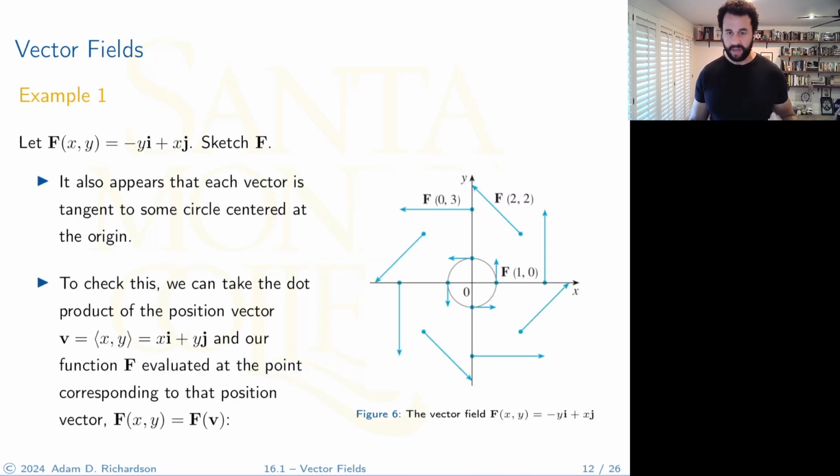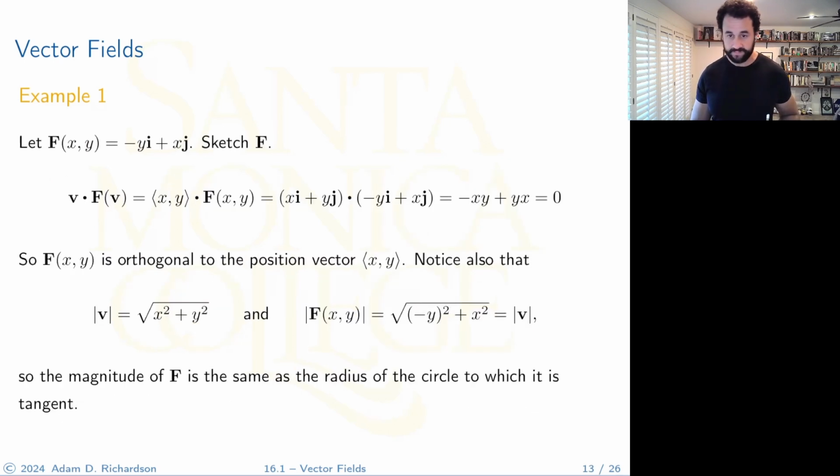So not only are these vectors tangent to these concentric circles, but the length of the vector, or the magnitude of the vector, is actually equal to the radius of the circle. So the length of this right here is equal to the radius of the circle here that goes like that. So this is one behavior being described by this particular vector field.